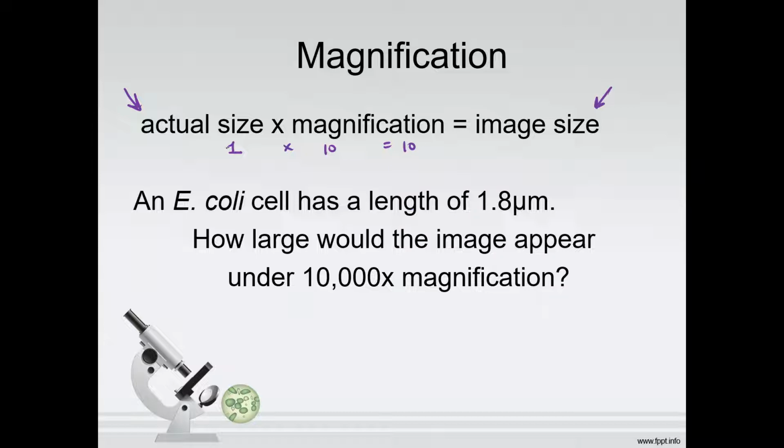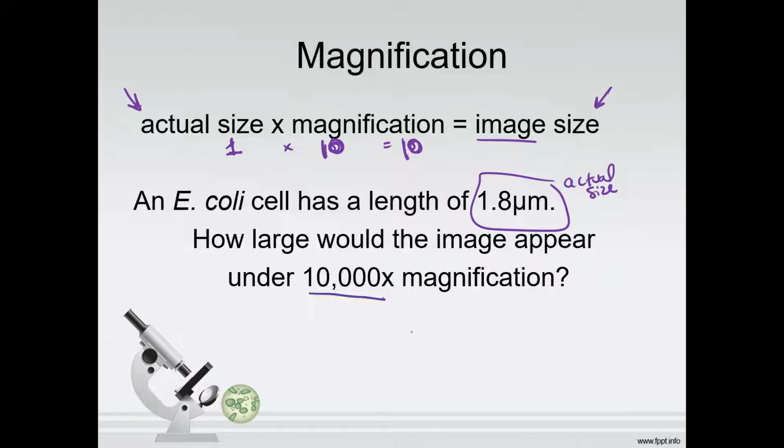right? So actual size, how big it really is in real life. Magnification, how much am I blowing it up? And that's going to make it look blown up. So image size, what it looks to my eyeball, because the microscope made it look bigger. So this one, an E. coli cell, has a length of 1.8 micrometers. This is its real size. It is really actually 1.8 micrometers.